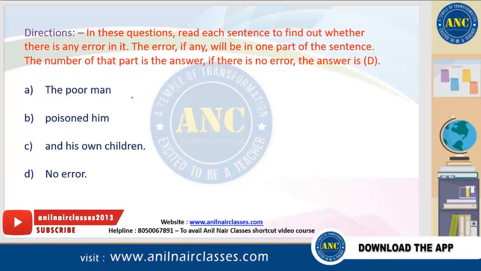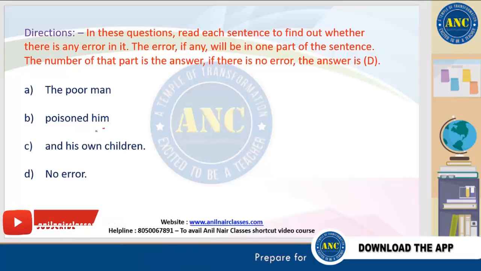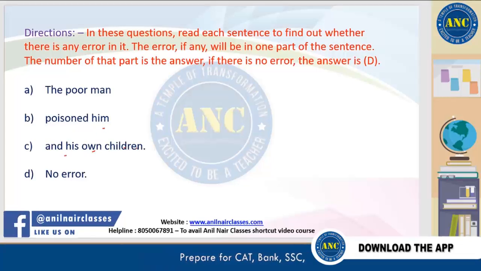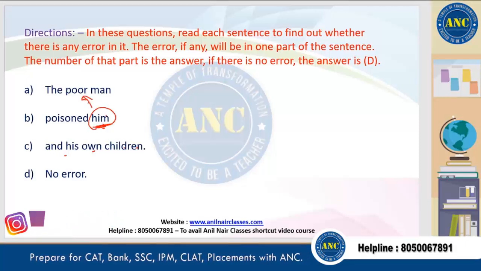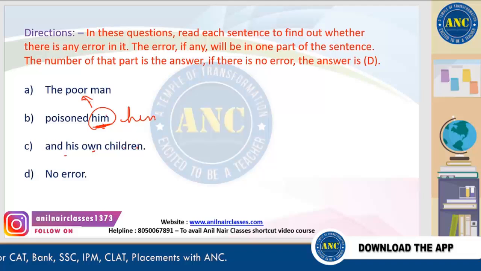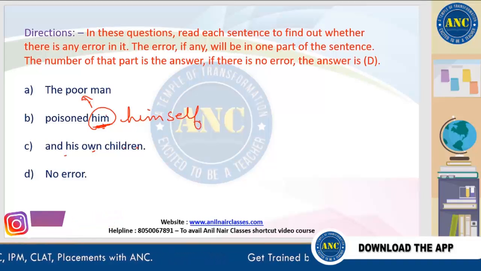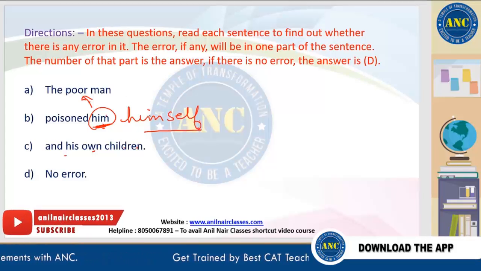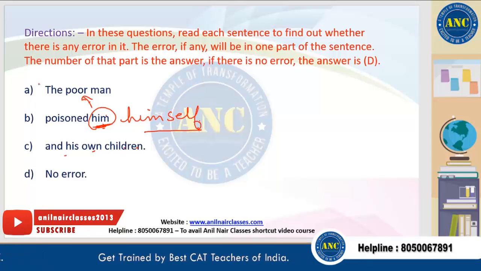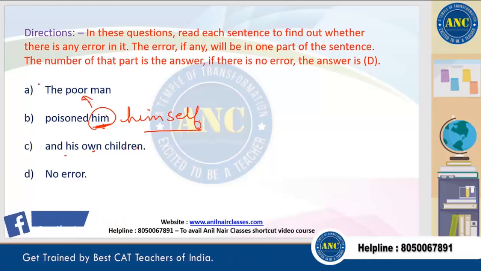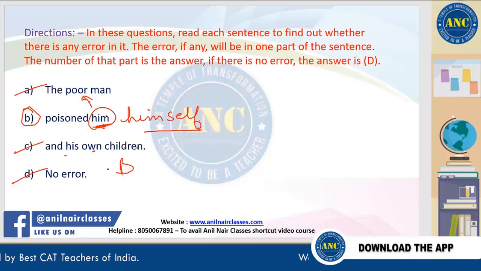Next. The poor man poisoned him and his own children. Now whom? Him cannot refer to poor man. If I am referring to poor man, it has to be poisoned himself. When subject and the object are same, that time we have to use the reflexive pronoun. So here B will be the right answer and we will move ahead to the next question.